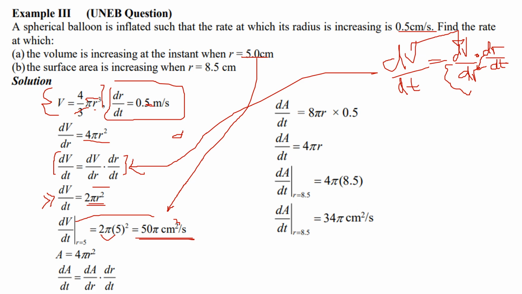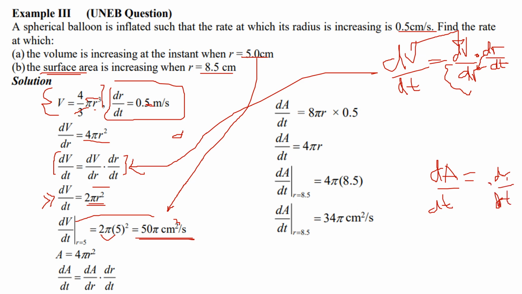Now handling part B, we are being told that the surface area is increasing at a rate of 8.5 centimeters. So they are asking us for the rate of surface area, and we are going to take surface area as area. So you are going to take it as dA/dt. For us to get the dA/dt, first of all, in the question you are given the dr/dt, which you put last. And then use the concept of chain rule.